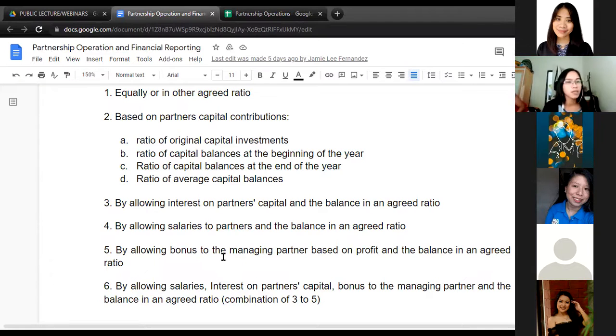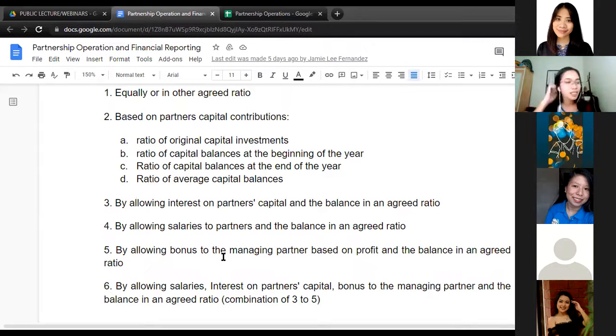And itong mga bonuses naman, minsan kasi, di ba, ang galing-galing mag-manage nung partner, ang galing-galing ng performance niya. So minsan entitled yung isang partner sa partnership ng bonus. And take note, nagkakaroon lang or pwede lang mag-allocate or magbigay ng bonus sa partner kapag nag-earn yung partnership ng profit. So, walang bonus na ibibigay kapag may loss. Tandaan nyo yun, may bonus lang kapag may profit na na-earn yung partnership, pero kapag loss, walang bonus.